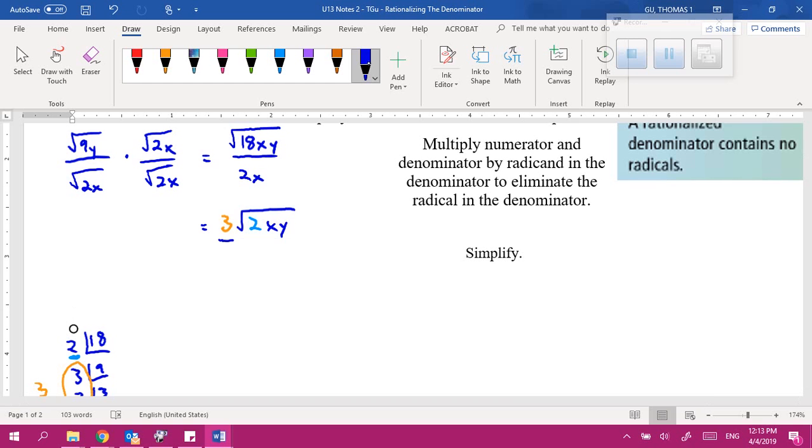And over 2x, right? And that is your simplified answer because there's no more radical, there's no square root in the bottom, right? And also, you can't reduce anymore. 3 over 2 is as much as you can reduce by. So that's going to be the answer. And that pretty much is the process of rationalizing the denominator. You're trying to make sure there's no square root, no radical in the bottom.